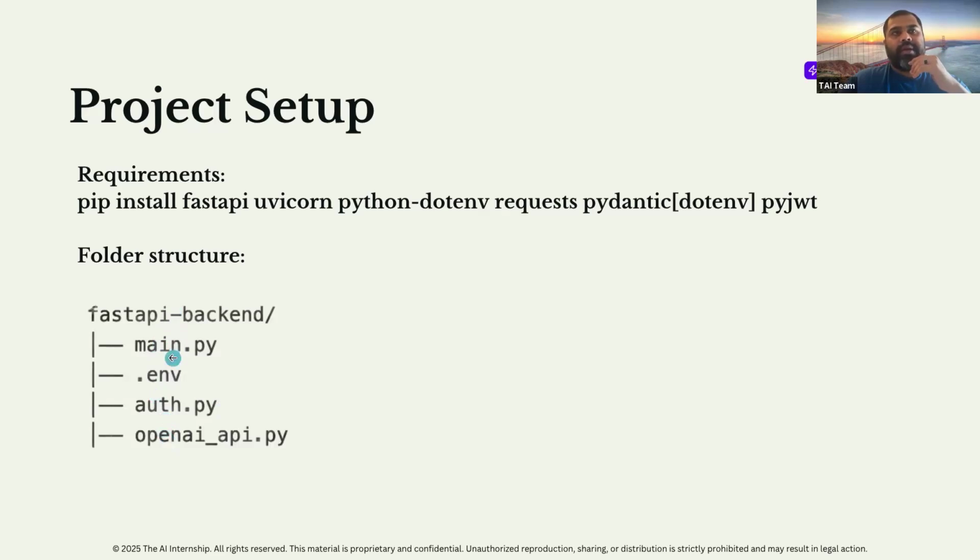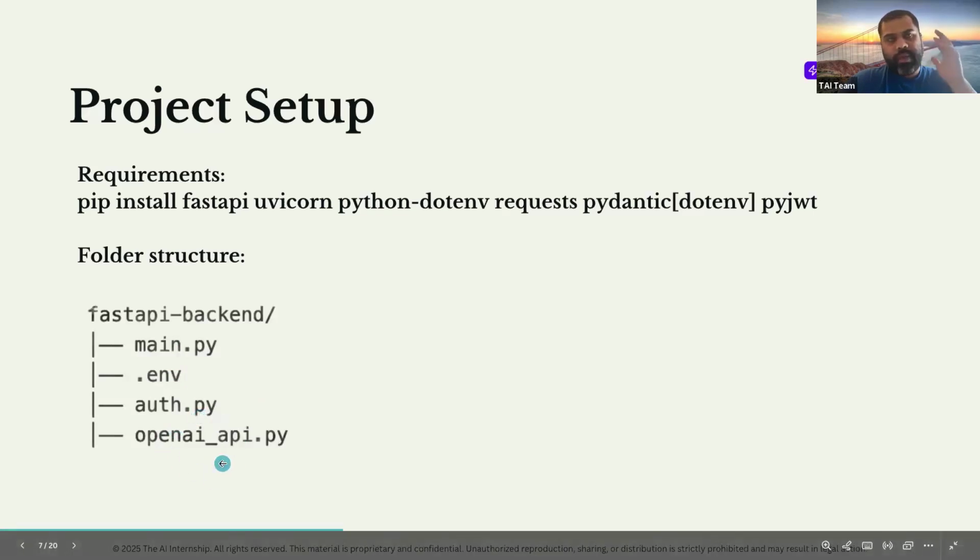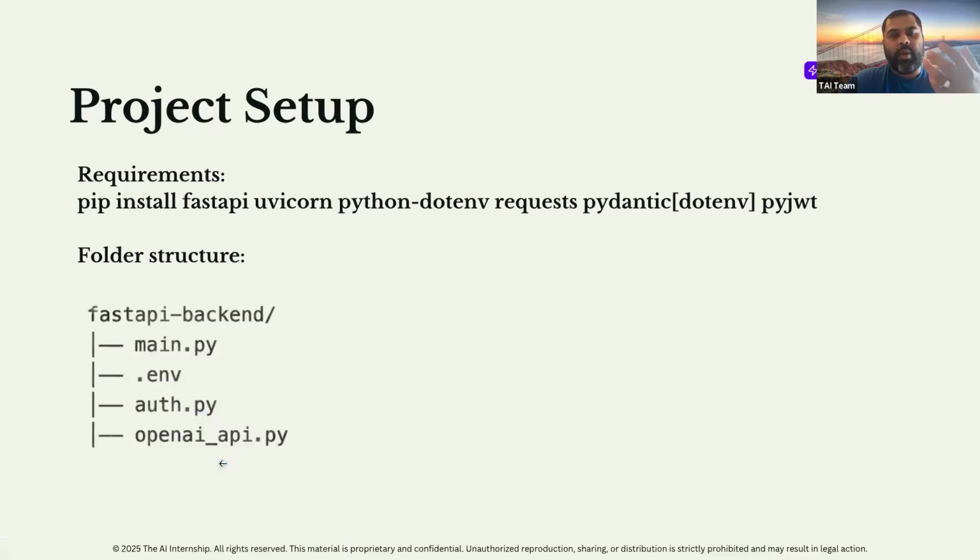You'll have the main.py that controls the endpoints. Much more complicated projects look totally different, but this is the basic way that you can build something. So you'll have main.py, the .env file to store your environment keys, auth.py to control authentication methods, and openai_api.py, which controls the OpenAI calls. I'll go through each file and explain why each file is necessary.